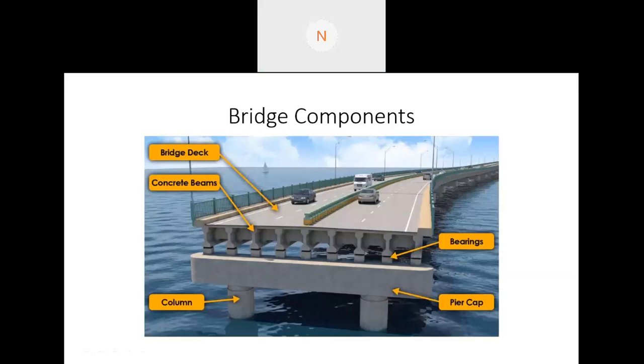So this slide shows a cross section of a roadway with the bridge components. As you can see here, a large part of the column is underwater. You can clearly see the load from the surface of the deck is transferred to the concrete beams or the girders. These girders transfer the loads to the pier cap through the bearings. The pier cap transfers these loads through the columns, the footings, and the piles into the ground.